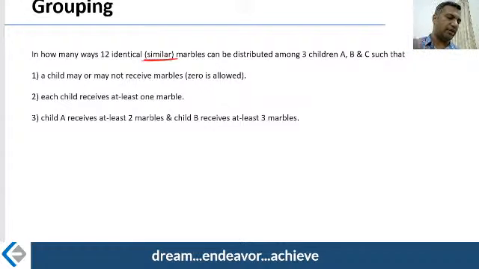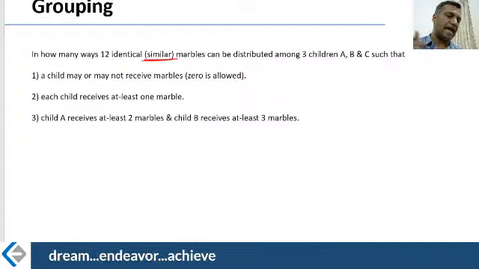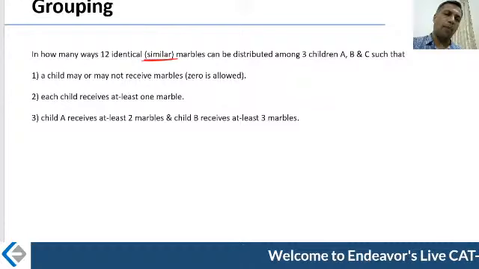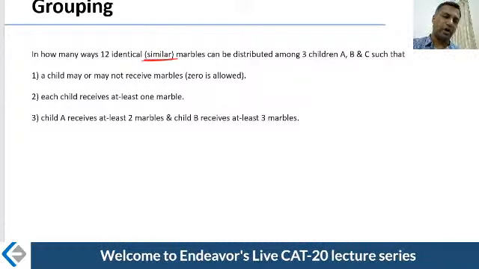All right, in how many different ways can 12 identical, that is similar, marbles be distributed among 3 children A, B, C, such that, let's do only the first part to start with, a child may or may not receive a marble.